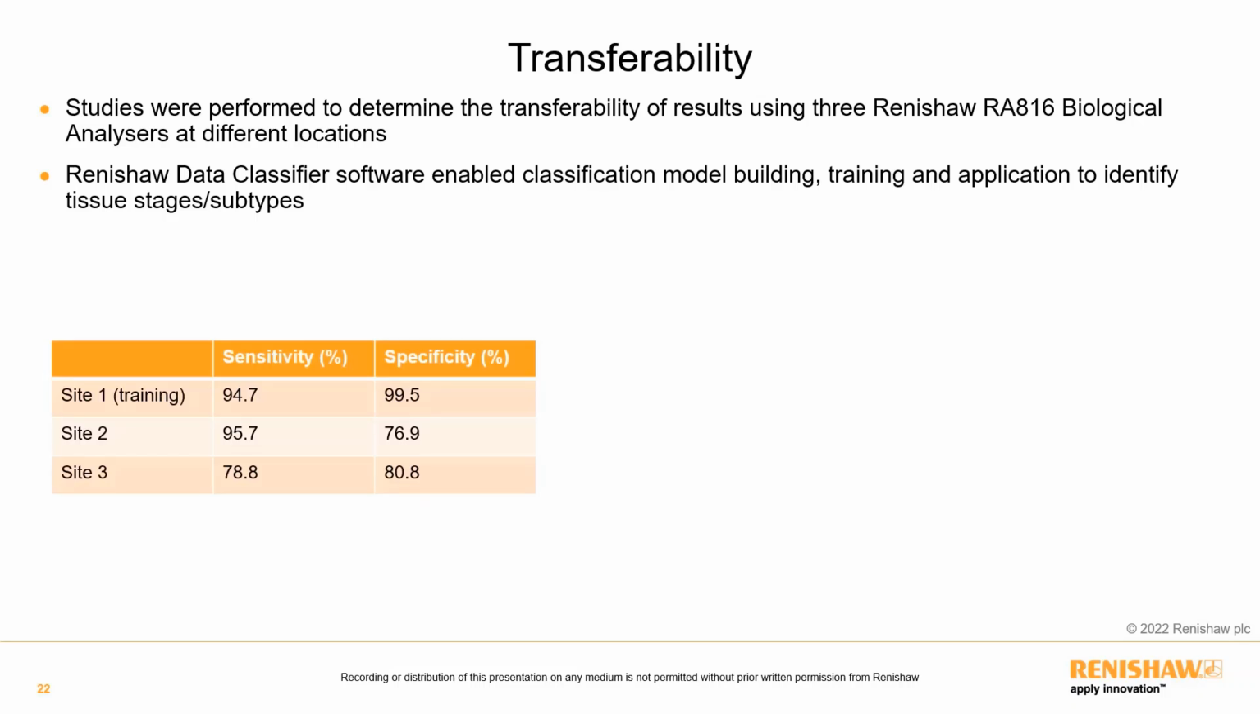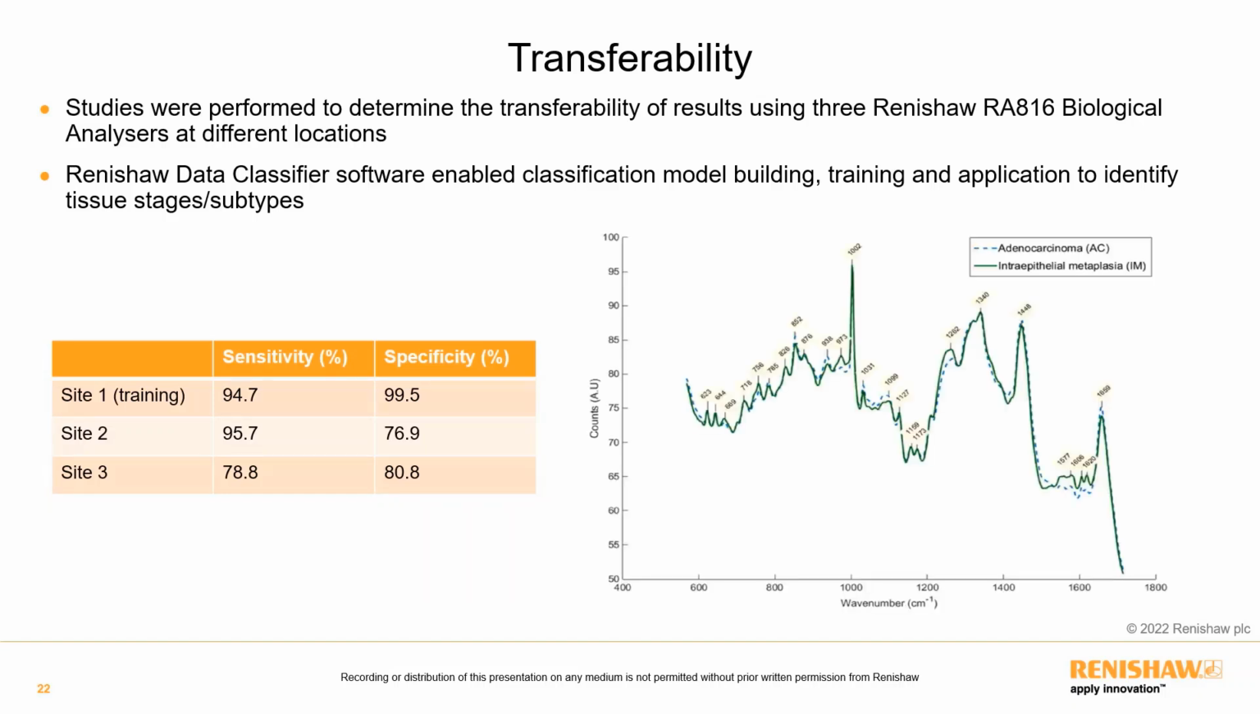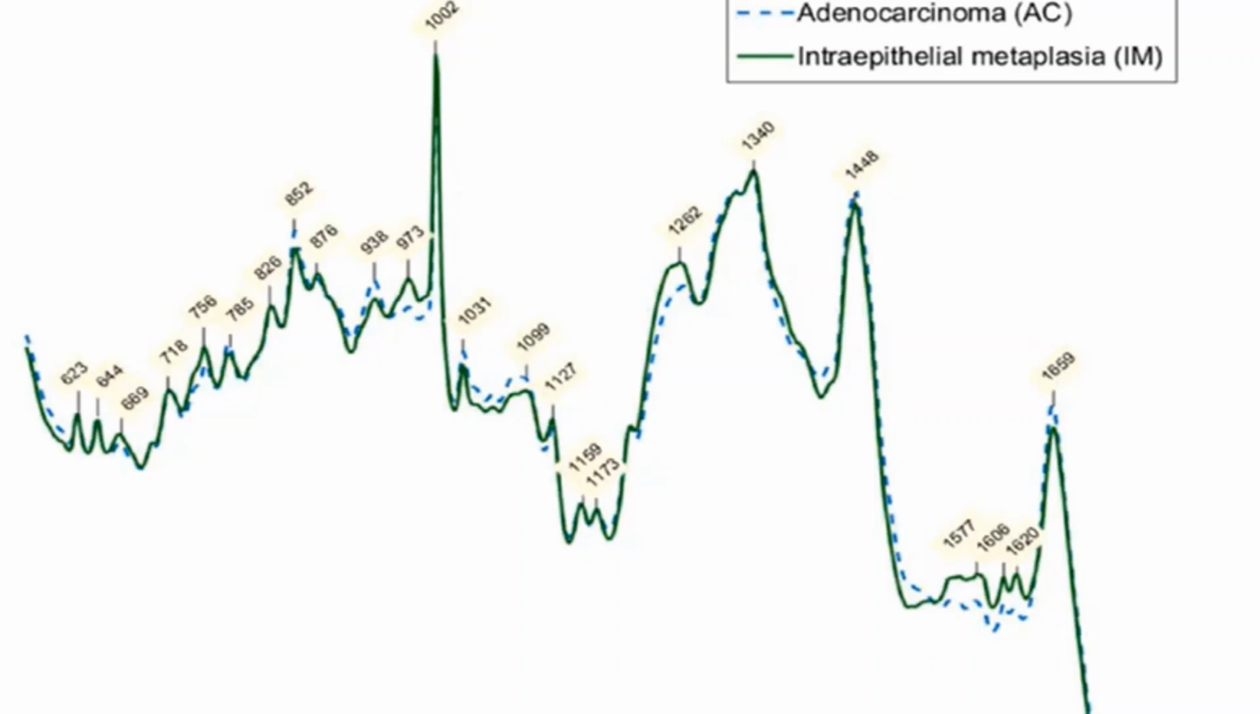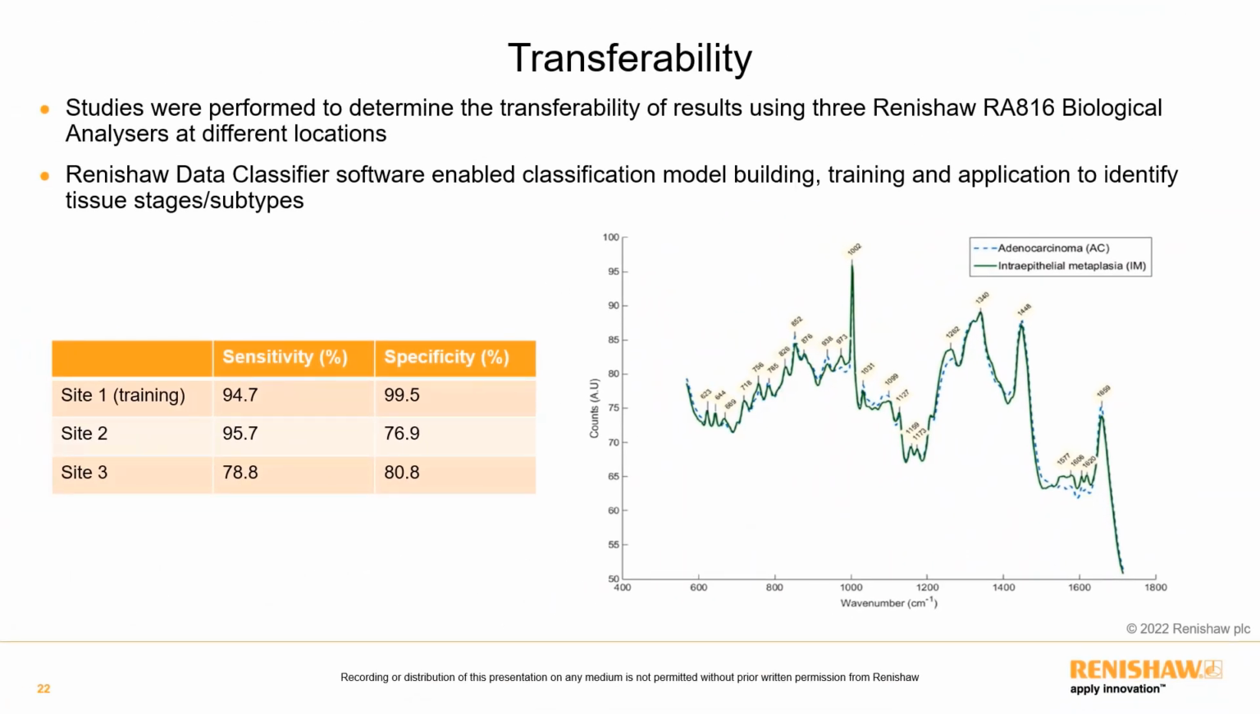The data from the 3 instruments was successfully separated using the Renishaw data classifier with high sensitivity and specificity as shown in the table. We can also see some of the spectra here of the 2 different disease stages. There are some clear differences in the 2, such as a reduction in the intensity of the band at 1262 wavenumbers. So from this study, we can be certain that the Renishaw data classifier and the RA816 biological analyzer are able to differentiate different tissue types with high sensitivity and specificity across different instruments. We can therefore be sure of the reliability of the data and results obtained using this equipment.